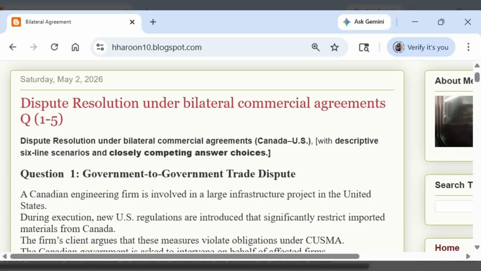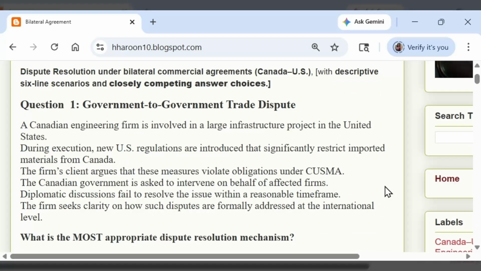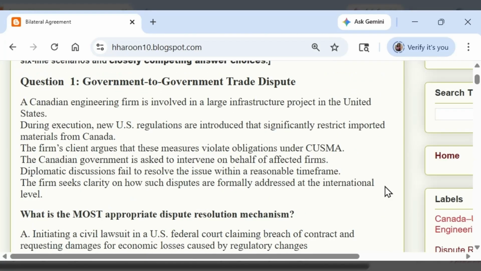Question 1. Government-to-government trade dispute. A Canadian engineering firm is involved in a large infrastructure project in the United States. During execution, new U.S. regulations are introduced that significantly restrict imported materials from Canada. The firm's client argues that these measures violate obligations under CUSMA.